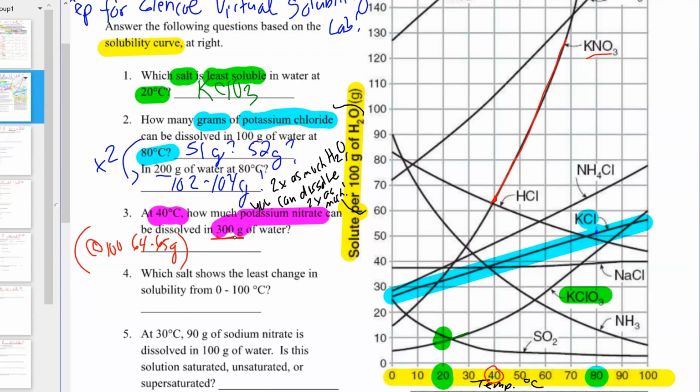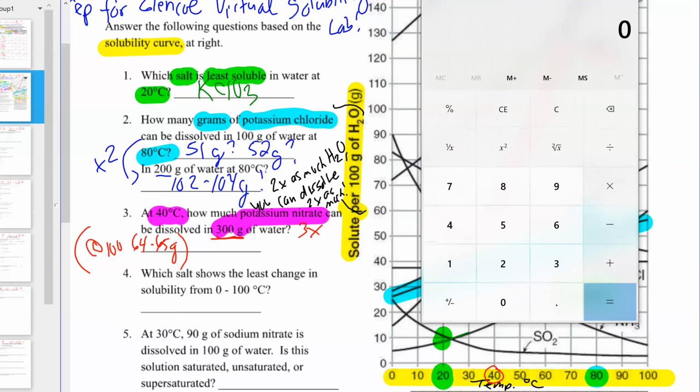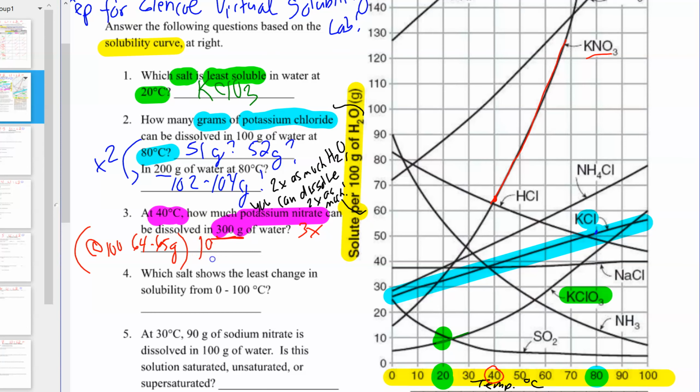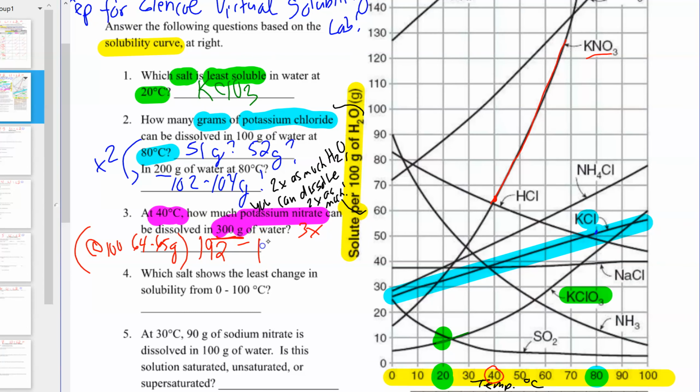So what did we say before? 2 times as much water, dissolve 2 times as much stuff. This time we have 3 times as much water. So how much can we dissolve? 3 times as much stuff. So take out your handy dandy calculator of science, and let's take 64 times 3. That's going to be 192. And let's say maybe it was 65 times 3. Somewhere between 192 and 195 grams. That's my final answer. So my chart is only for every 100 grams of water. So if they have 300, just triple everything.